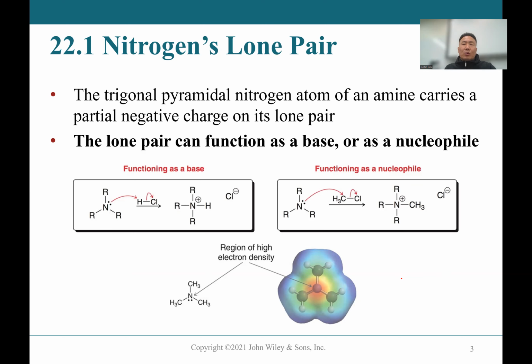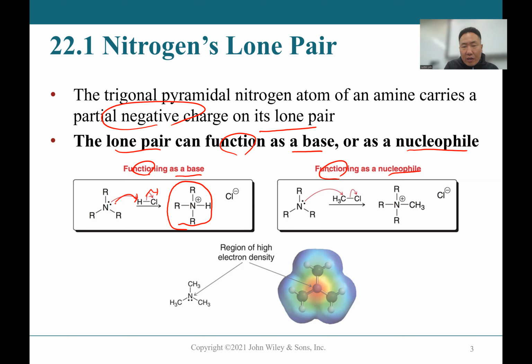The trigonal pyramidal nitrogen atom of the amines carries a partial negative charge on its lone pair. So the lone pair can function as a base or a nucleophile. For example, functioning as a base, it is a proton acceptor, so you can generate an ammonium salt. And functioning as a nucleophile, the lone pair attacks a carbon to generate an ammonium salt.